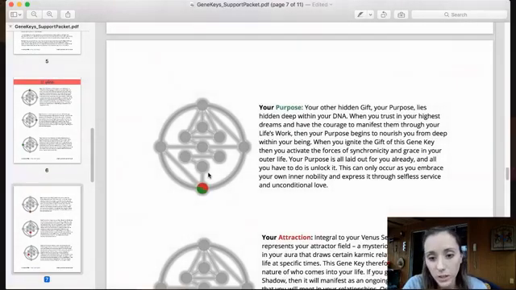drive and motivation, right? When you ignite the gift of this Gene Key, you activate the forces of synchronicity and grace in your outer life. Your purpose is all laid out for you already. All you have to do is unlock it. This can occur as you embrace your own inner nobility to express it through selfless service and unconditional love.